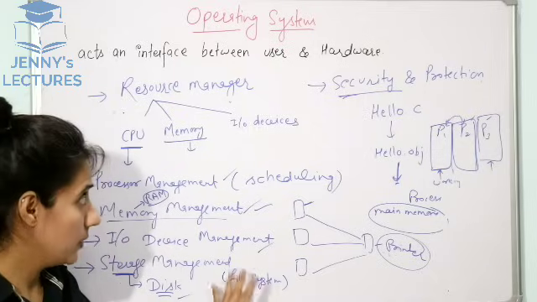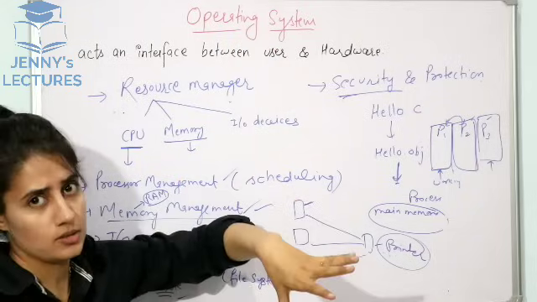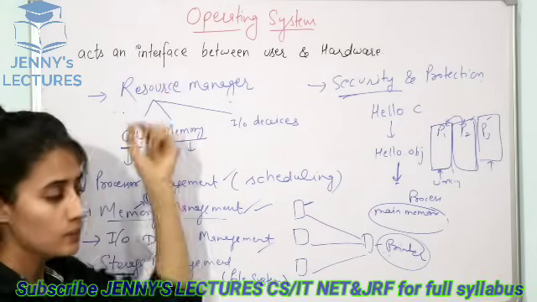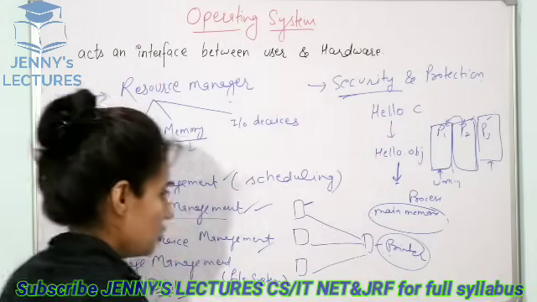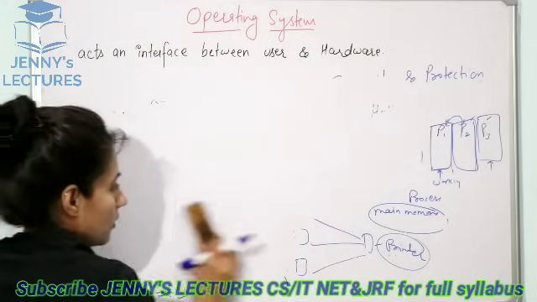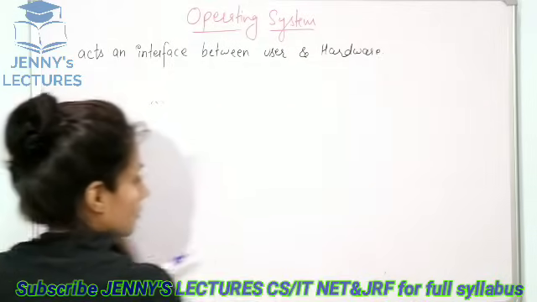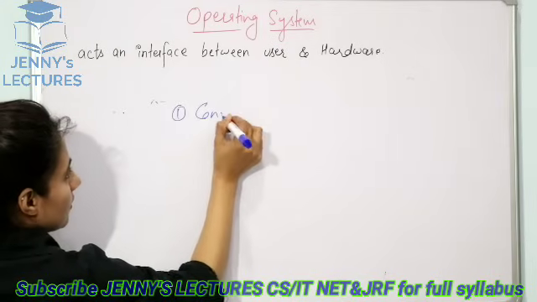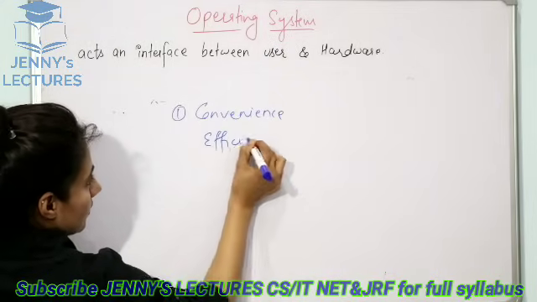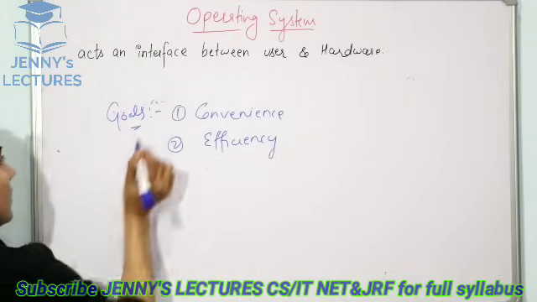I have just discussed briefly what the functions of the operating system are, what an operating system is, and what this interface means. Now, if I discuss the goals of the operating system, then mainly we can say two goals: one is convenience and one is efficiency. What does convenience mean?